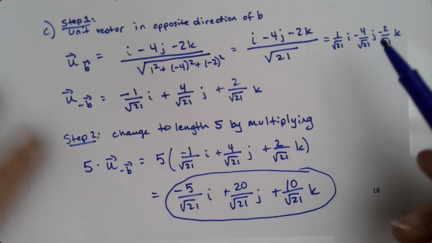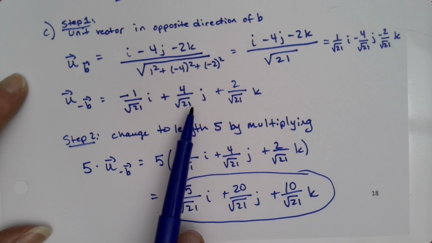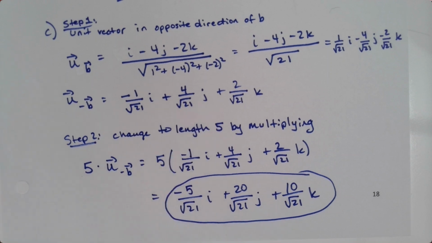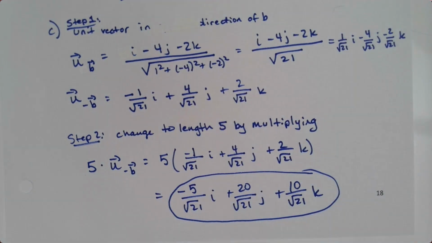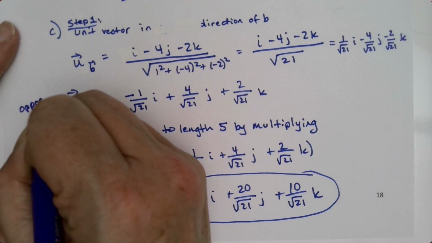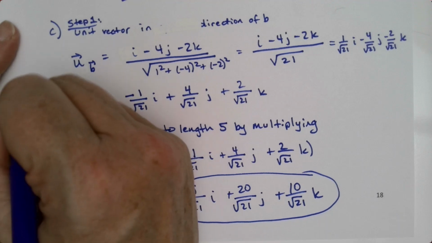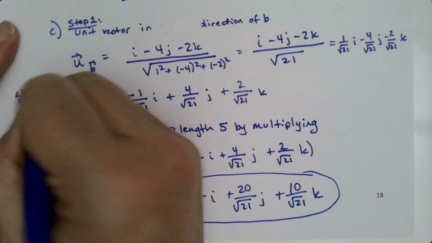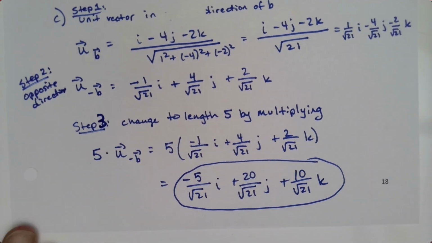We first made it length 1. We changed the direction, right? So I really found the unit vector in the direction of B is what I did. And then I made it the opposite direction. So if you want to call it, this is the opposite direction as step 2. And then step 3 was I made it length 5. I kind of broke it down into 3 steps.